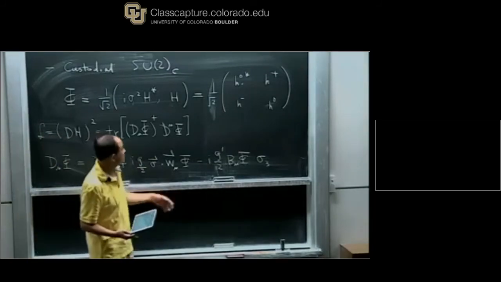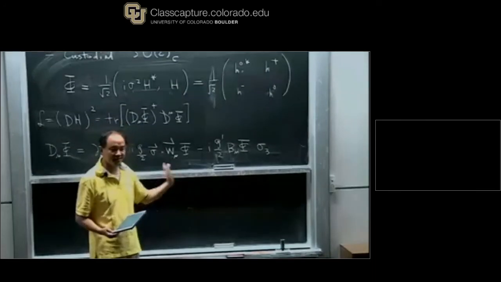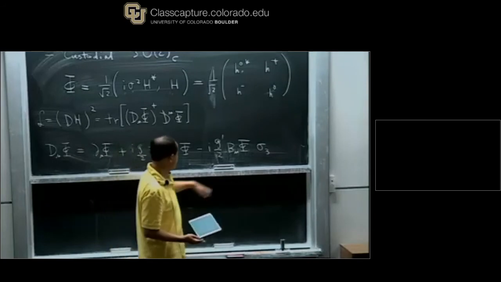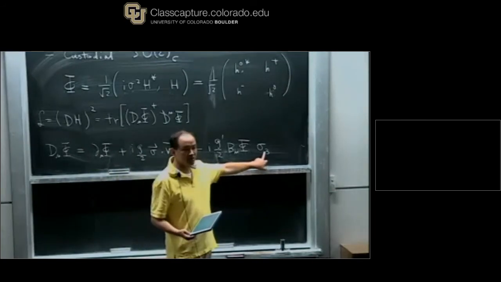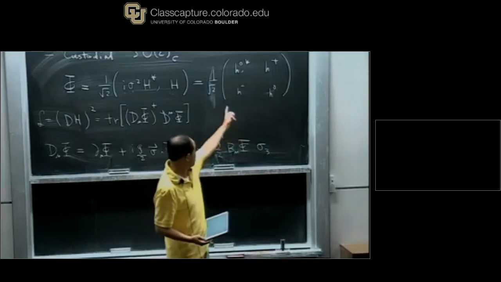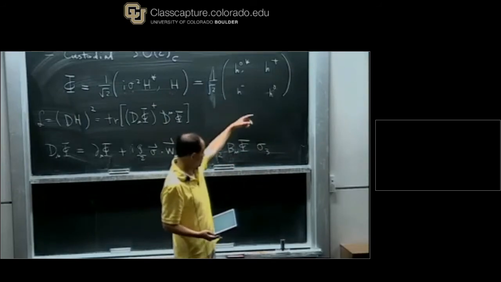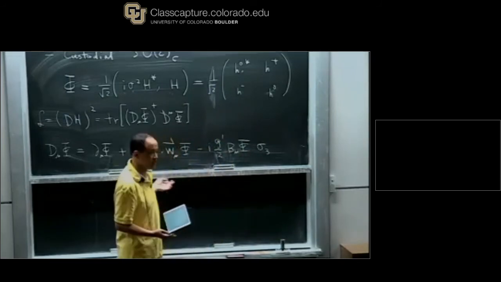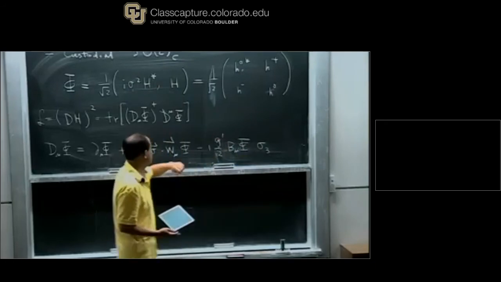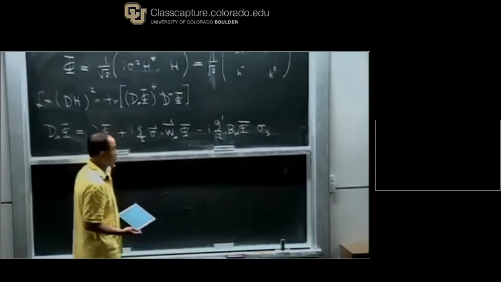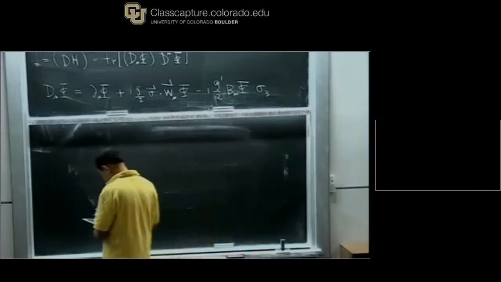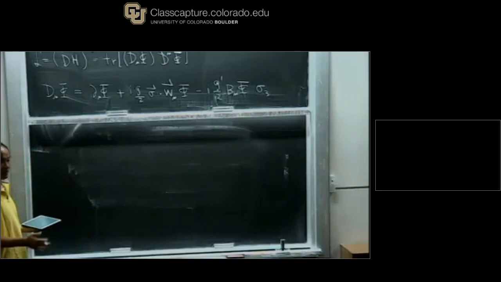I think it takes you 1 minute in Mathematica to check it. And notice the curious fact that there is a sigma 3 here. This is just coming from the fact that the hypercharge for Higgs and Higgs dagger is different. That is embodied here, and this is the usual SU2 interaction. All right. So let's think about symmetries.